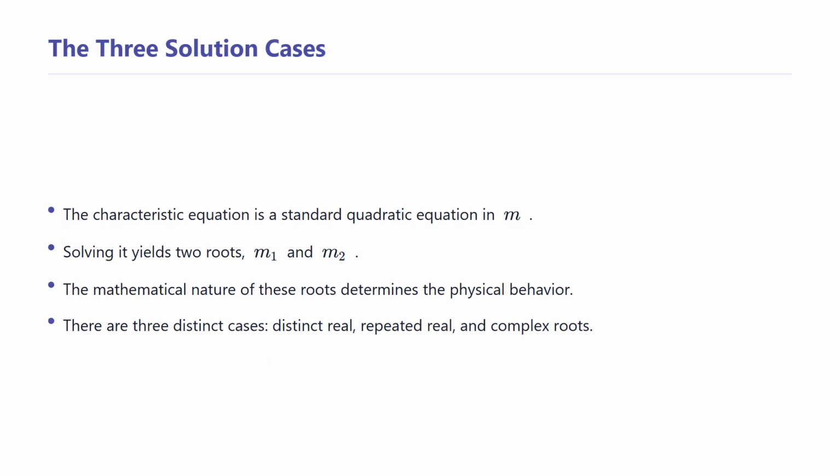Now that we have derived the characteristic equation, let us look at how it works. It is just a standard quadratic equation in terms of m. Just like any quadratic equation you've solved in algebra, it will yield two roots, which we call m1 and m2. The mathematical nature of these roots is crucial because it dictates the physical behavior of our system. Depending on the roots, we divide our solutions into three distinct cases: distinct real roots, repeated real roots, and complex roots.